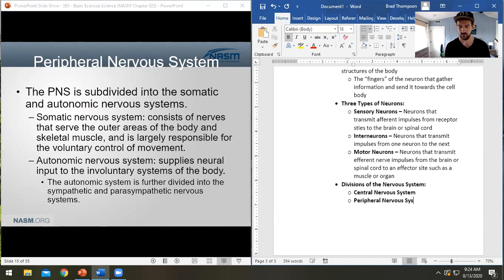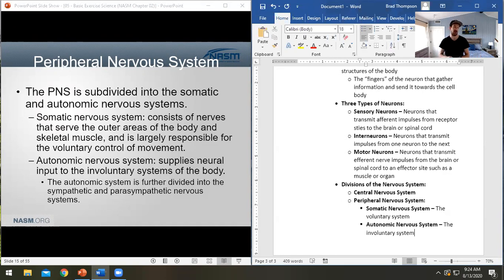That will divide into your somatic nervous system, which is going to be the voluntary system. And then you're going to have your autonomic nervous system, and that is going to be the involuntary system, right? So somatic is like when I tell my muscle to squeeze, that's somatic, right? I have control over it. I have conscious control. Autonomic is stuff I don't have, right?